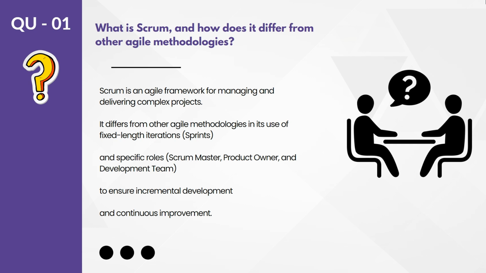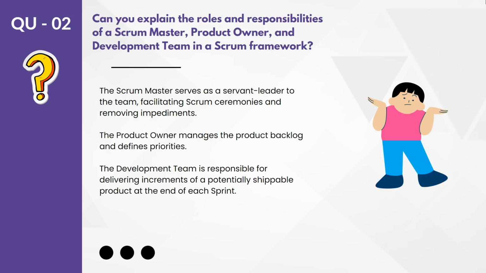Question number 2: can you explain the roles and responsibilities of a Scrum Master, Product Owner, and Development Team in a Scrum framework? In general, I have just used the key sentence for the definition of their roles and responsibilities, but you have to do some more reading about Scrum Master, Product Owner, and Development Team. So what is the key thing which should be covered?